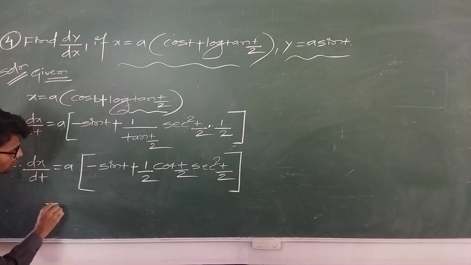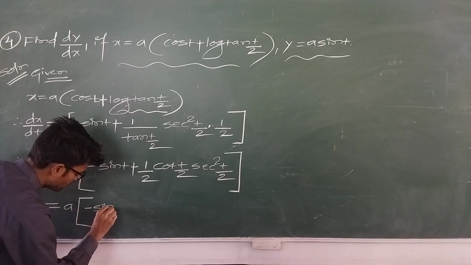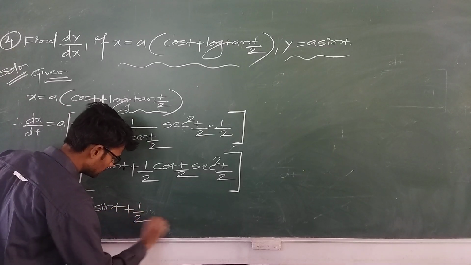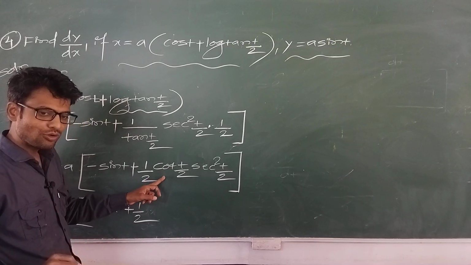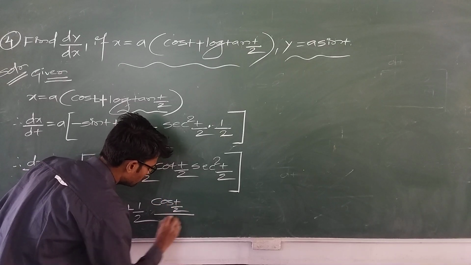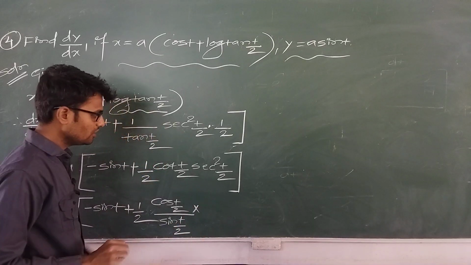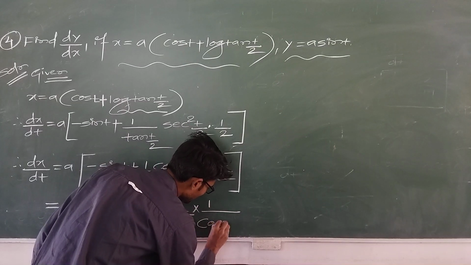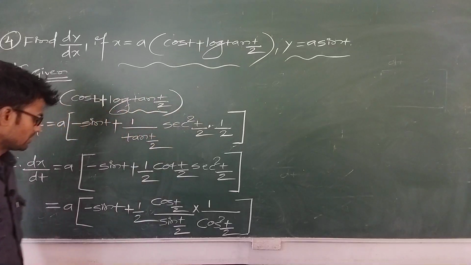So now this is equal to a as it is, minus sin t plus 1 by 2 cot t by 2. See the value of cot t by 2: cot t by 2 is cos t by 2 divided by sin t by 2, into sec square t by 2. Sec square t by 2 is 1 by cos square t by 2, because sec square theta is 1 by cos square theta.